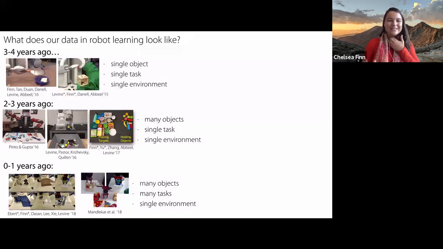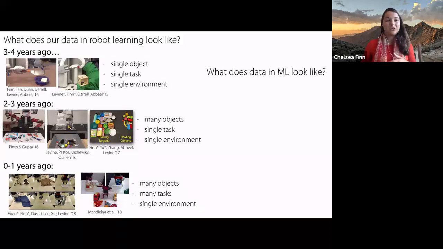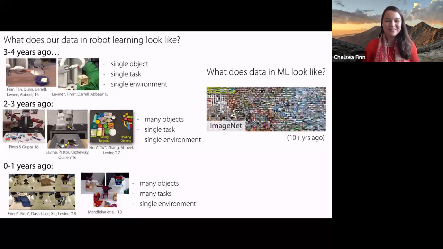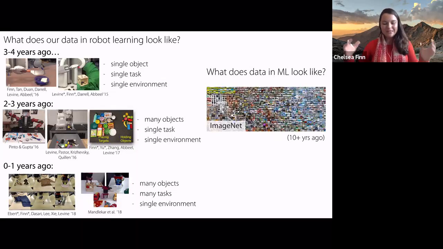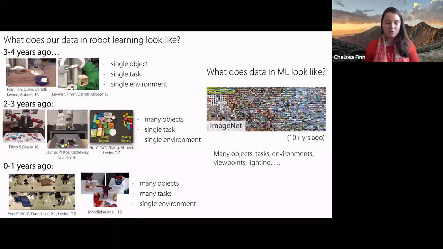So we're clearly making progress in terms of collecting more diverse data. But if we compare this data to data in machine learning, things don't really compare. If you look at something like ImageNet, which was of course done 10 plus years ago, it's substantially more diverse than the things that we're looking at in robot learning, with many objects, many tasks, many environments, viewpoints, lighting, and so forth. And as a result of these large data sets, we see broad generalization.